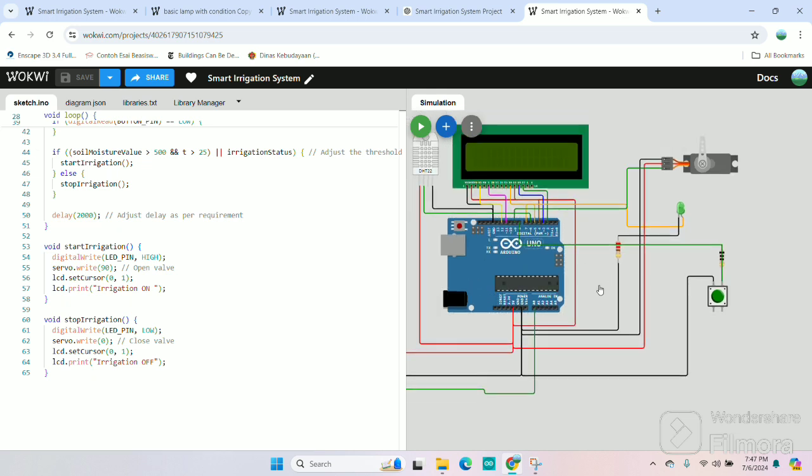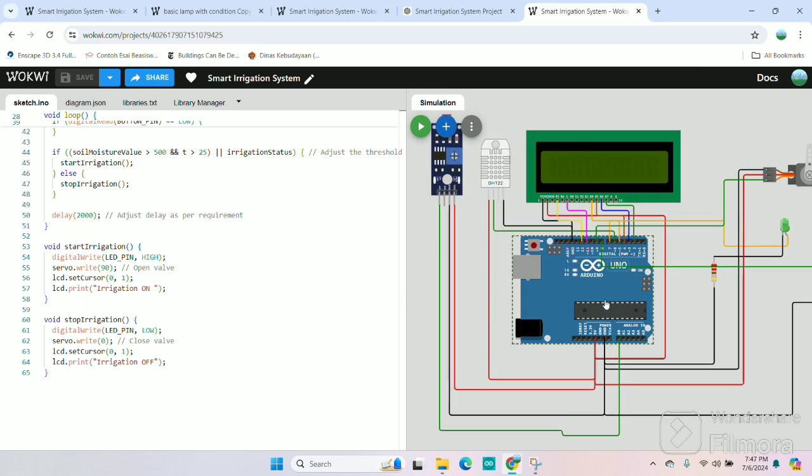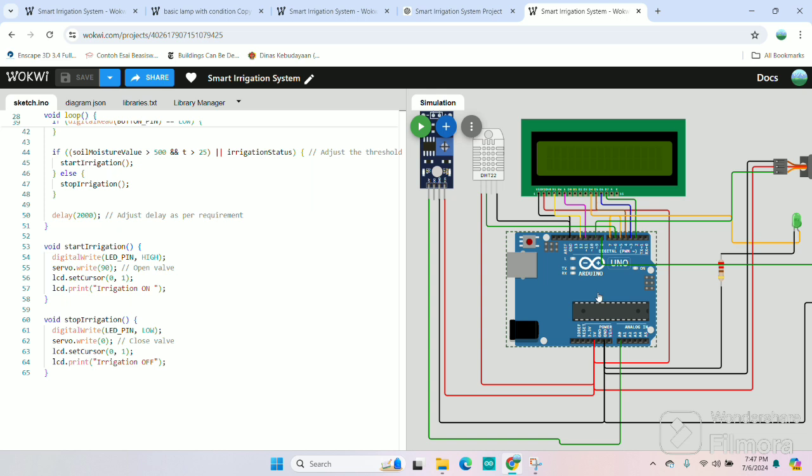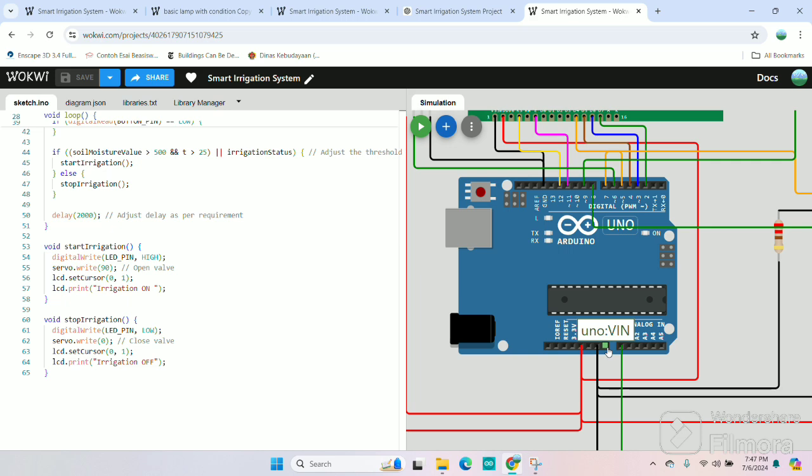Okay, after that, let me explain about the hardware. At first, I have the Arduino Uno R3 as the main controller. For the supply, you may use lithium batteries, or a 9 volt power supply, or you may connect the power supply from here or from here.